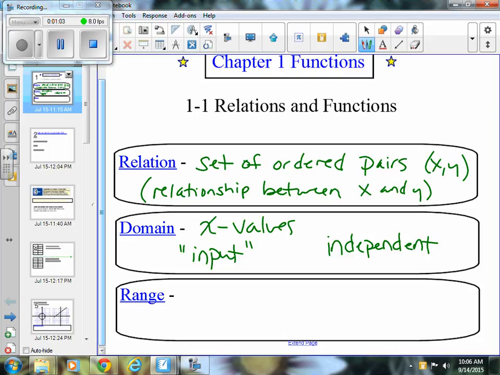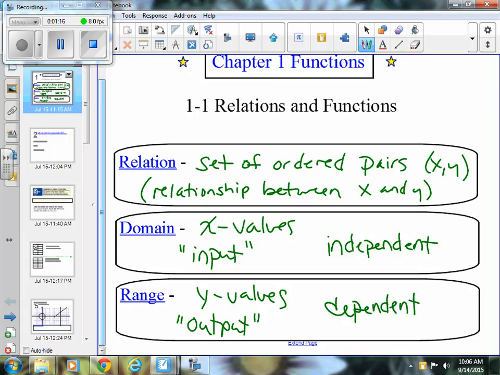The range then is the y values, which is the output. So if domain is input, then y would be output. And so we call that the dependent variable. So what we have for y depends on what we put in for x, right? So that changes depending on what those x values are. So domain, D comes before R, X comes before Y. Think alphabetical, so domain and range.